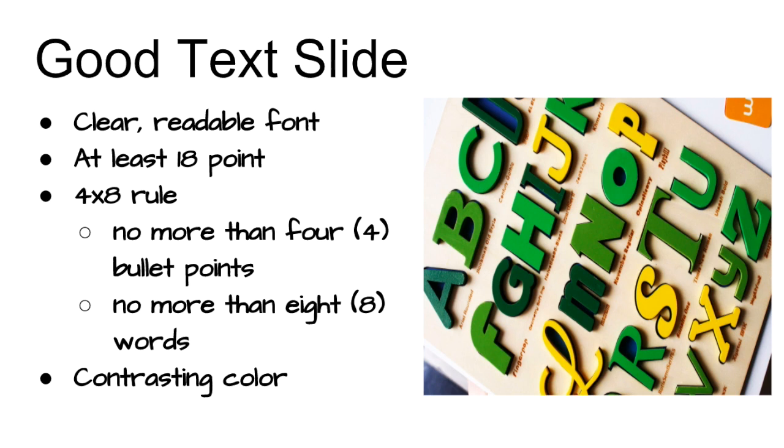A good text slide uses a clear, readable font, at least 18-point font. This is using 24-point font, and it follows the 4x8 rule: no more than 4 bullet points per slide and no more than 8 words per slide. Also make sure that you're using a vastly contrasting color. Obviously, black on white is contrasting, but depending upon the background of your slide, you're going to need to edit your font. Don't just rely on black or white font.